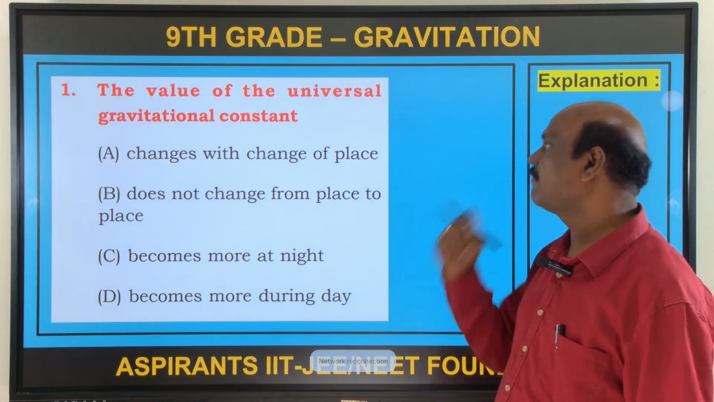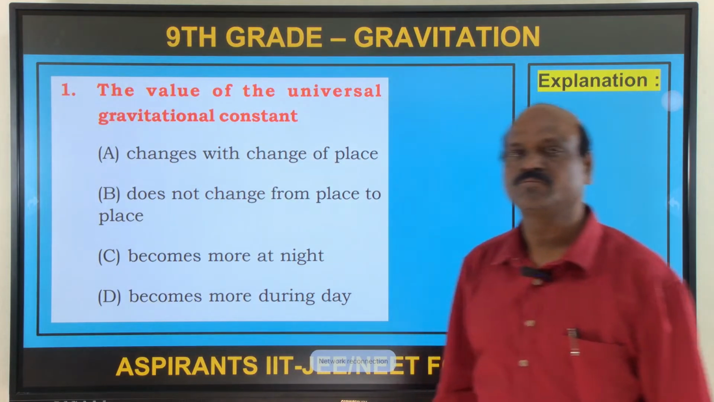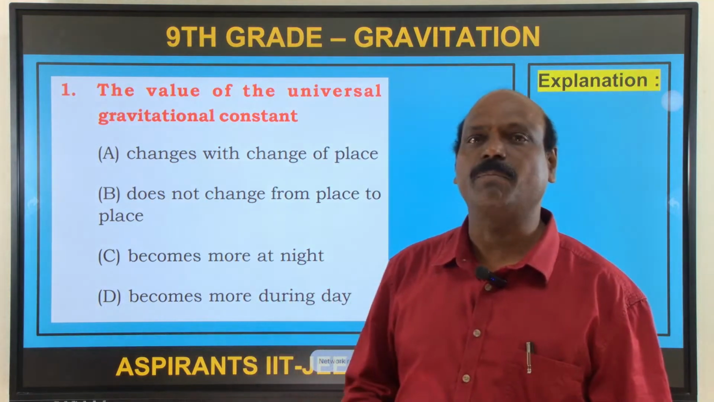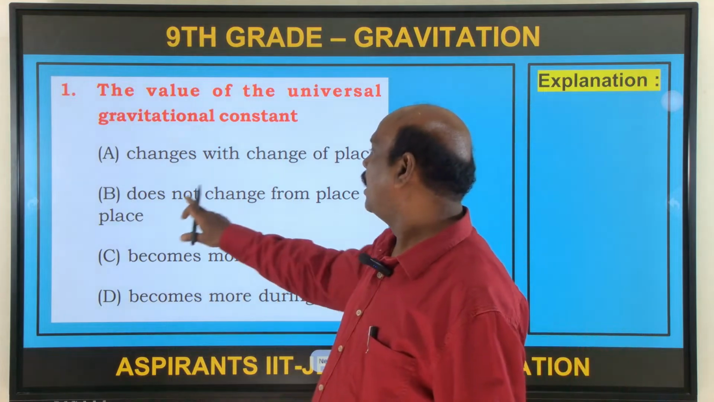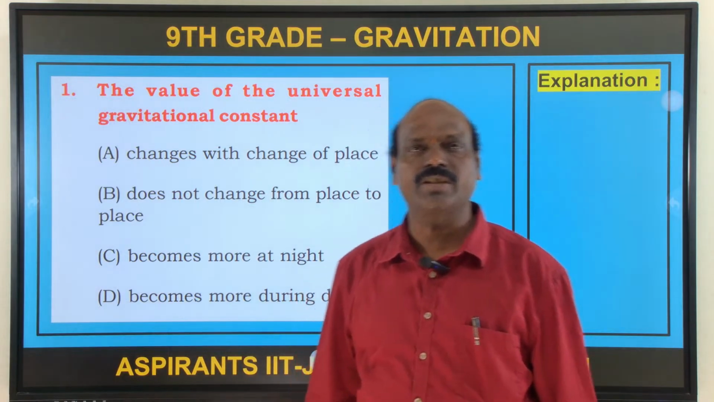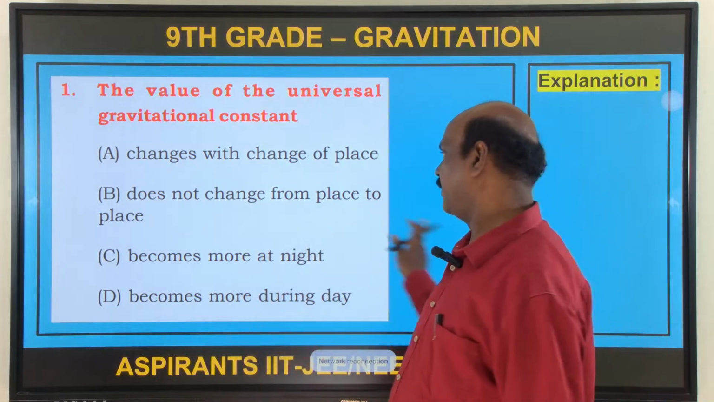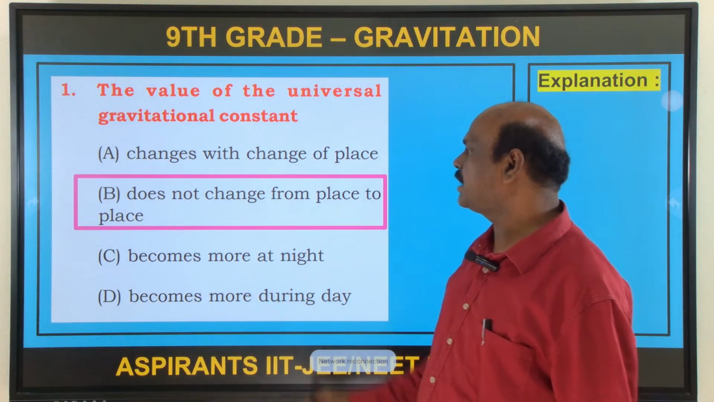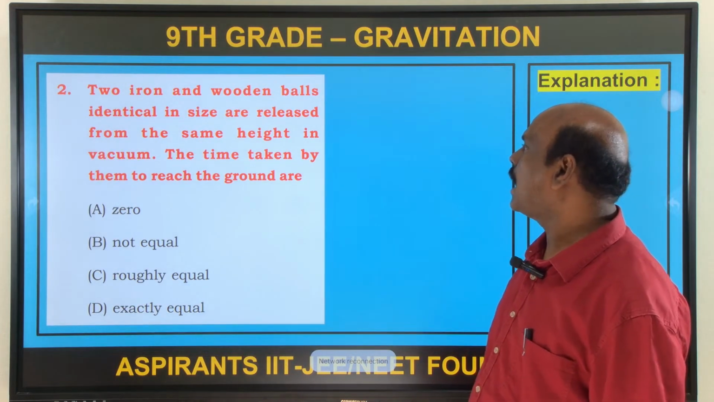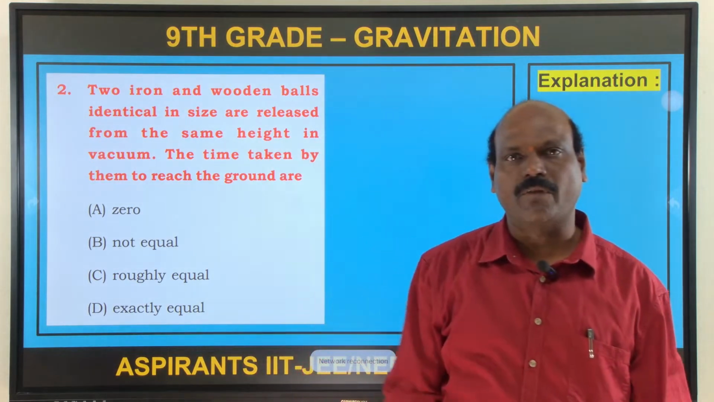The first question: the value of the universal gravitational constant. What happens to it from place to place? As we know, it does not change from place to place. It means the value of the universal gravitational constant remains the same at any place in the universe. So the answer is B.